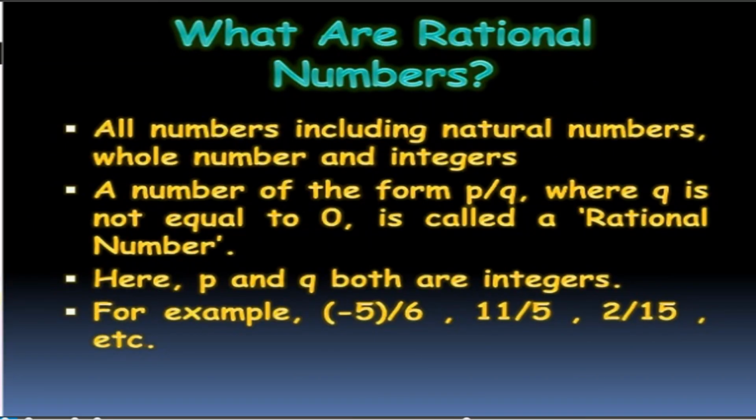Okay. Let's have all this one. All numbers, including natural numbers, whole numbers, and integers, are rational numbers. A number of the form P over Q, where Q is not equal to 0, is called a rational number. Again, like earlier, P and Q are both integers. Examples are negative 5 over 6, 11 over 5, 2 over 15, and so on. Those are examples of rational numbers. I hope it is clear to you.